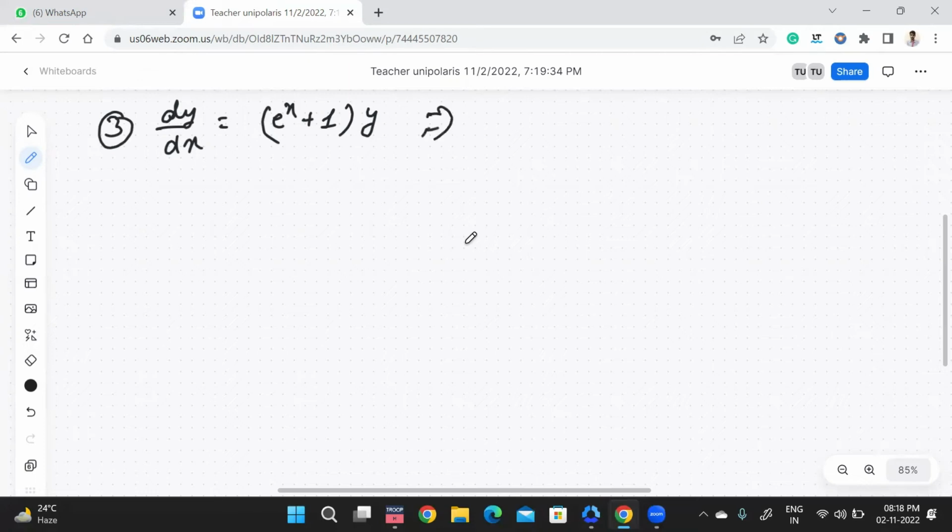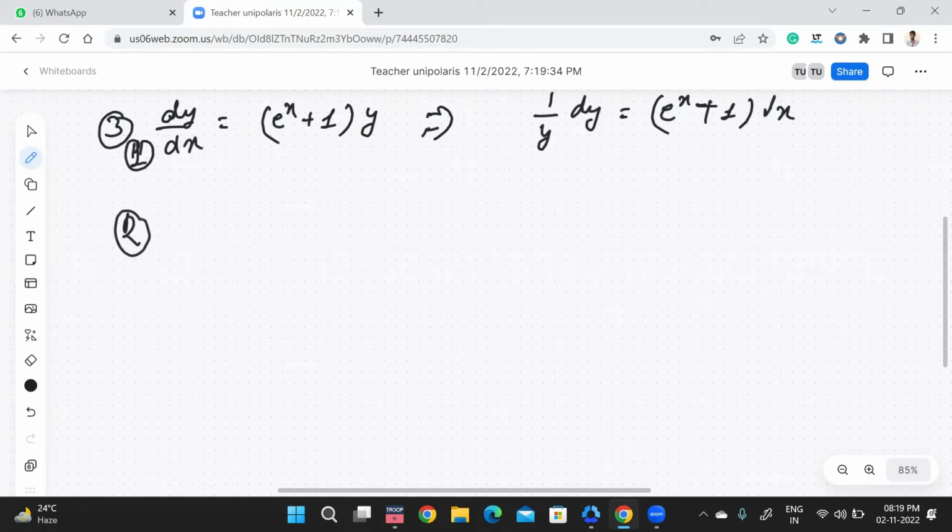So this can be written as 1 over y dy gives e raised to the power x plus 1 dx, right? So you get log y here and you can integrate it directly there. And that's the first part.